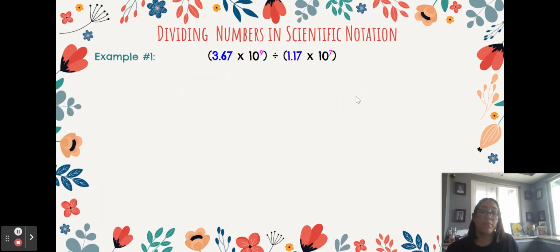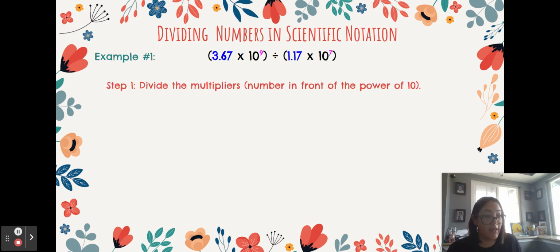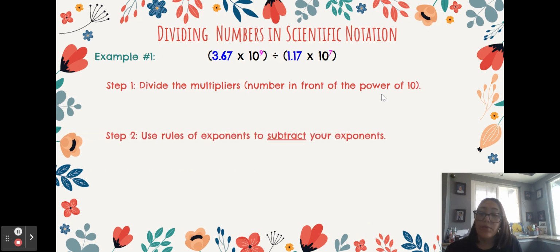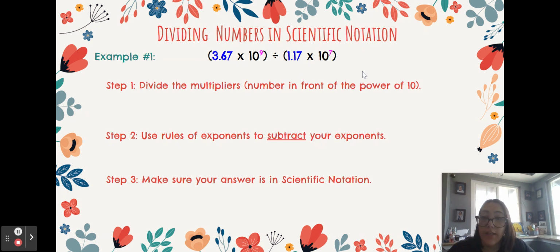Okay, so here we go. Our first step when dividing is to divide the multipliers, the numbers in front that you see here in blue. That's probably going to be the hard part of today. Step 2, we're going to use the rules of exponents to subtract your exponents. Remember, when we're dividing numbers with the same base, we subtract the exponents. Step 3, as always, is to make sure that your answer remains in scientific notation if it's asked to be in scientific notation.